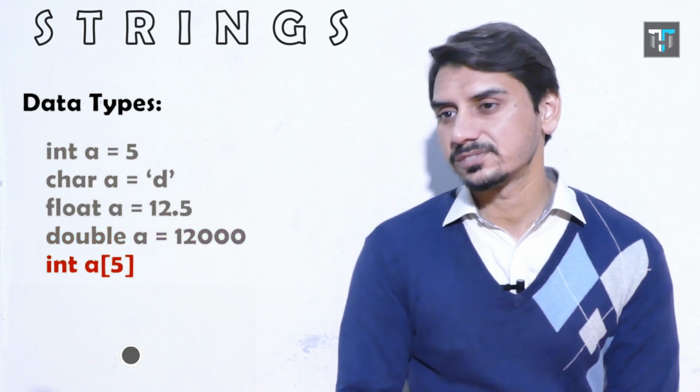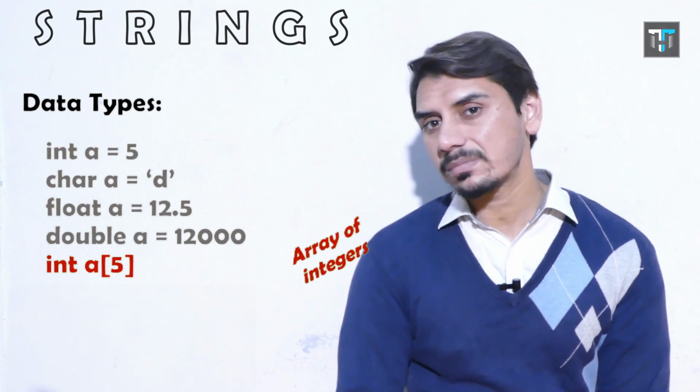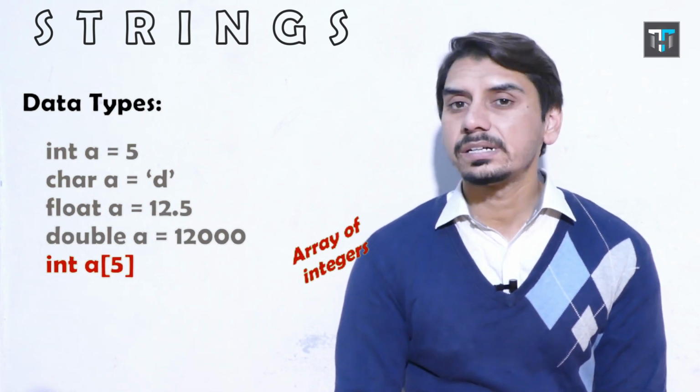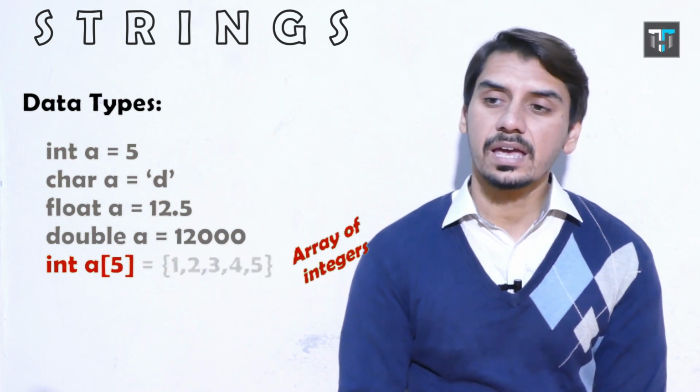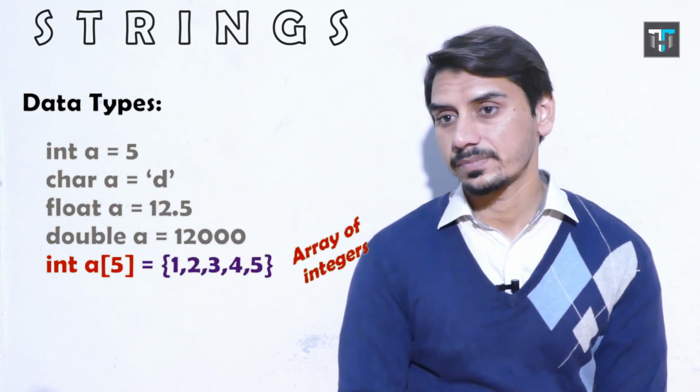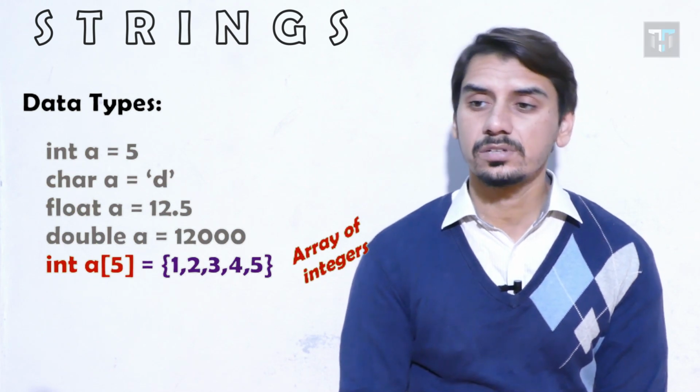After that, if we are moving towards int a[5], actually this is an array. And which type of array? The array of integers, because an array is consecutive memory locations with the same name and same type. So if we are declaring an array of integers like this, we can assign different numbers in it, just like 1, 2, 3, 4 and 5.